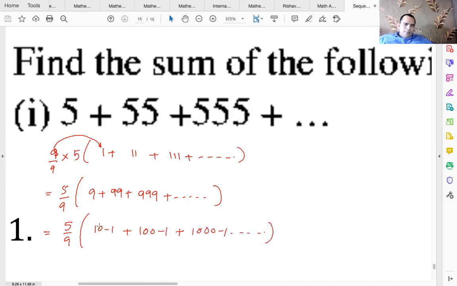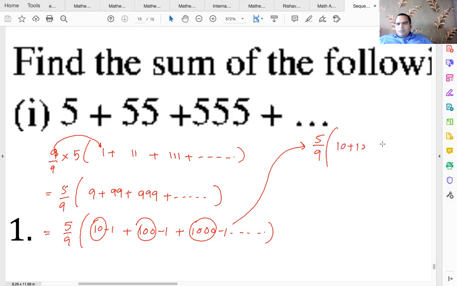When you look at this part, the 10, 100, 1000 and so on form a geometric sequence. So what we do is pair them up together. With 5 over 9 outside, it'll be 10 plus 100 plus 1000 and so on, up to the sum of the first n terms, and minus, because you're doing -1 n times, which is nothing but -n. That accounts for the negative ones, because there will be n negative ones.